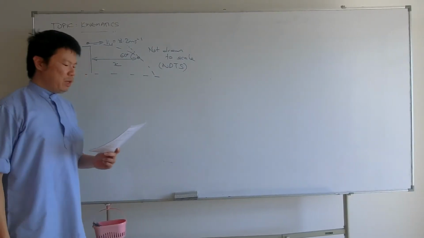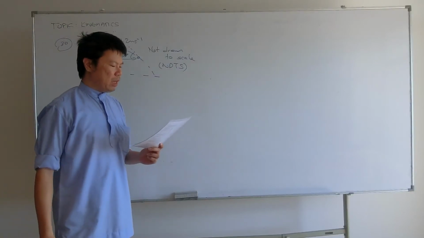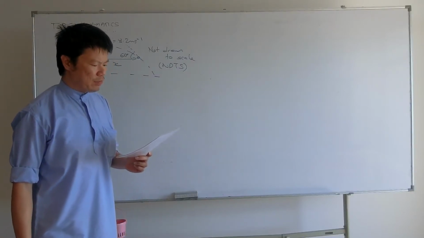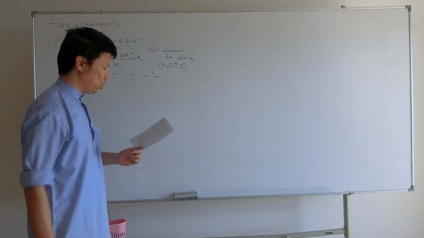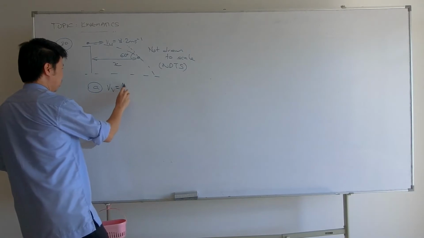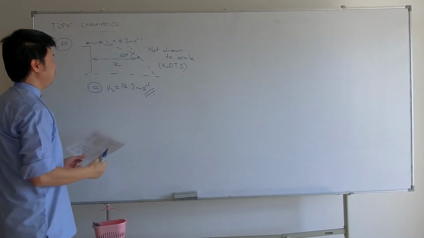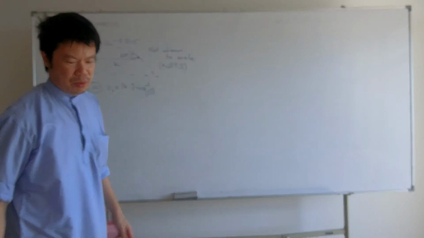Air resistance negligible means that we can use the UVAST line. And for the ball at point P, the question shows that the vertical component of its velocity is 14.2. So VV is equal to 14.2 meters per second. So, how do we do this question?